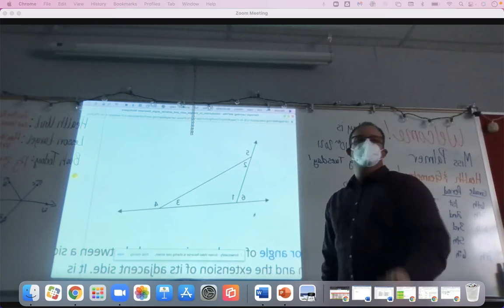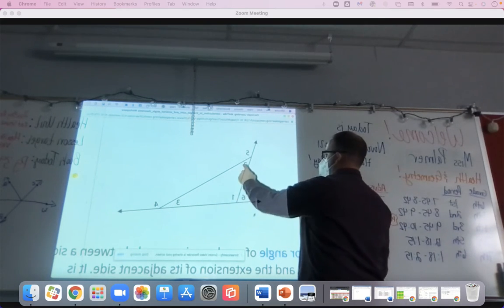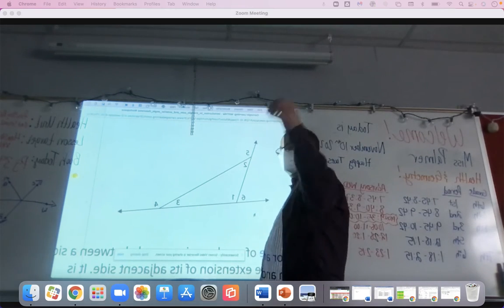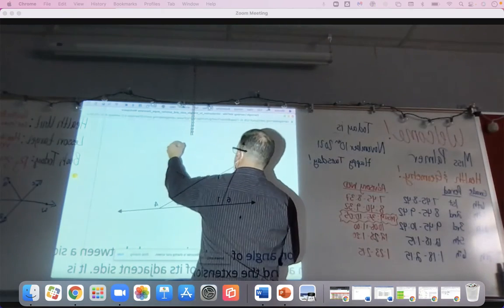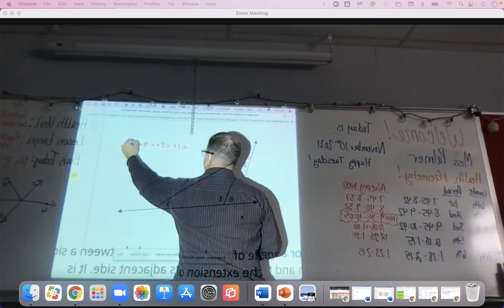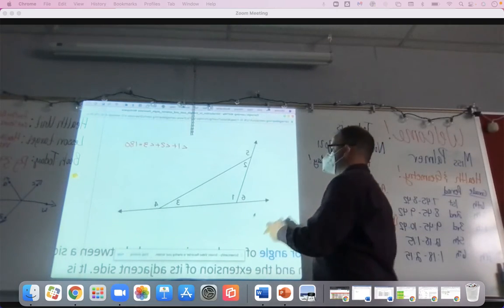So let's take a look at this triangle. Angle 1 plus angle 2 plus angle 3 makes? 180. Let's do it one more time. Angle 1 plus angle 2 plus angle 3 makes? 180, because that's the inside of a triangle, right? Okay, we're going to look for other relationships.